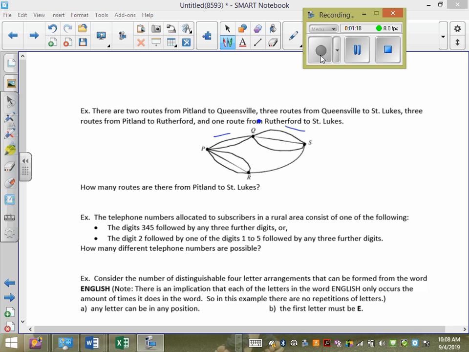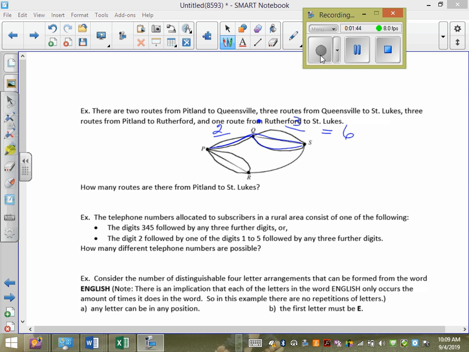How many paths do we have here? 2. How many paths do we have here? 3. So how many total paths is that? 6. Now, if you're ever stuck, you can actually draw the paths, right? This would be 1 path, 2, 3. Then the bottom up, 1, 2, 3. So there are 6 paths, right? I could actually physically count them.